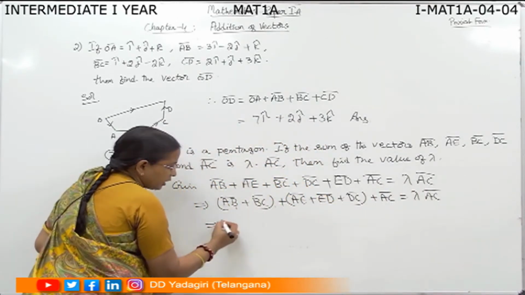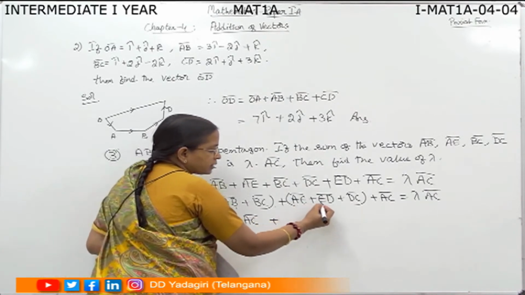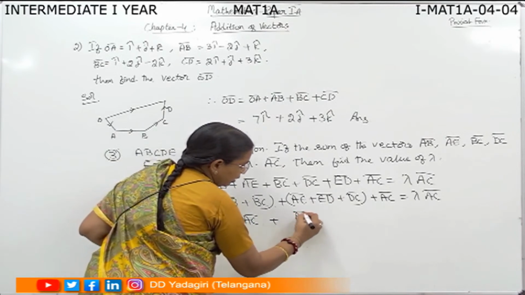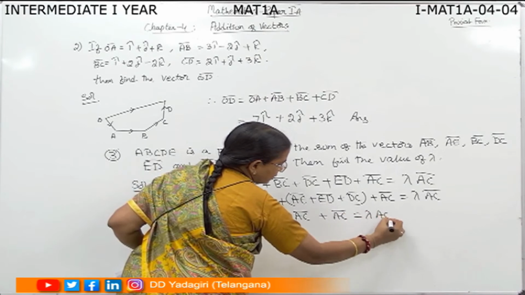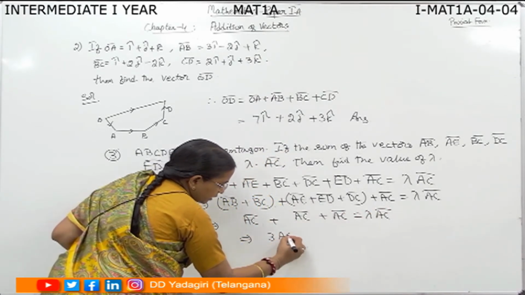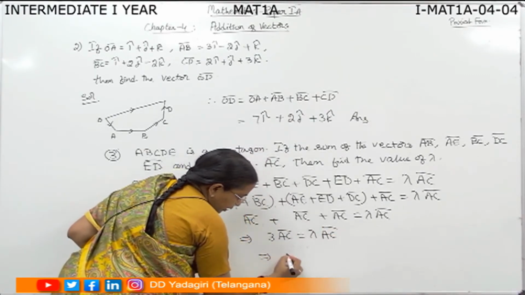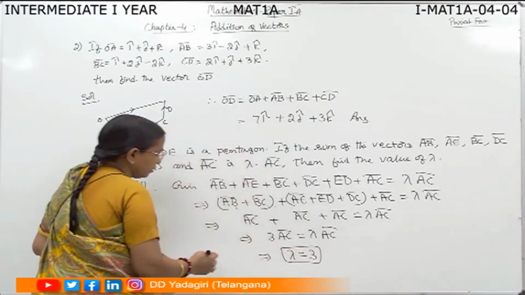So now AB plus BC is AC, and then AE plus ED plus DC is also again AC. And then this AC is equal to lambda AC. So you will get 3 times AC is equal to lambda AC, so lambda is equal to 3. So like this we solve the problem.